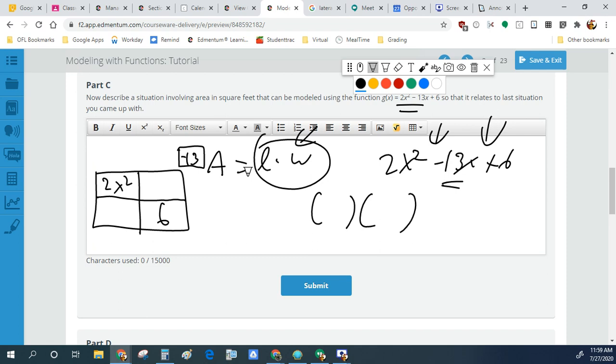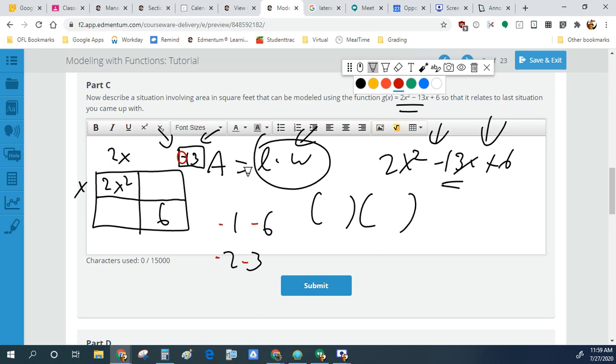So, how do we get 2x squared? Well, what I'm going to do is 2x times x, and then from here, I'm going to have to find a way to get 6. So I can do that by 1 times 6, or I can do that by 2 times 3. I want to get this negative 13. So if I do a positive 2 times a positive 3, I'm going to get positive numbers. So I want a negative number, right? This negative is really important. So I know they both have to be negative.